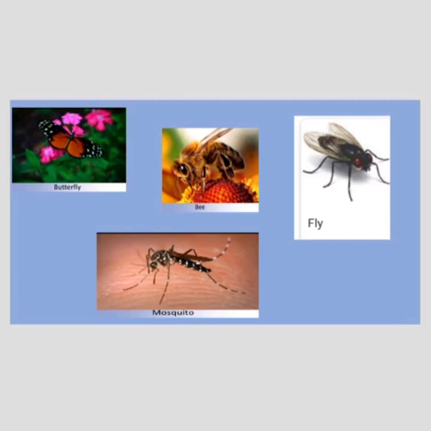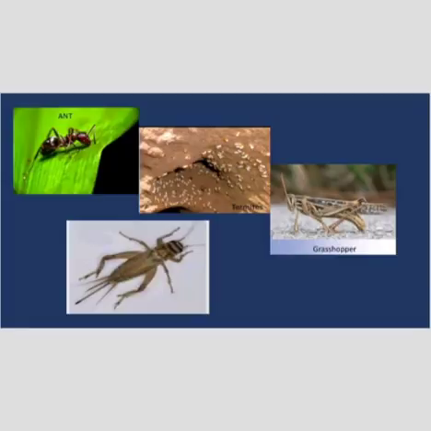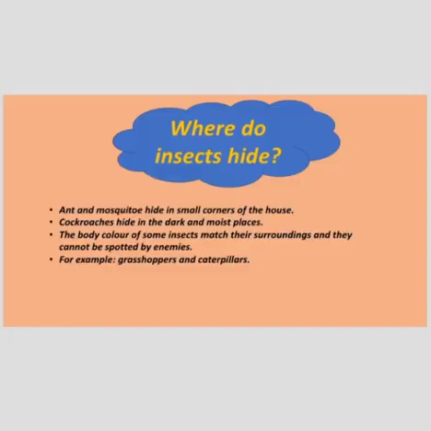Insects like butterfly, bee, fly, and mosquito have wings and they can fly. Insects like ant and termite have wings when they are young, but they shed them as they grow. They cannot fly, but they crawl. Grasshopper and cricket are good jumpers.